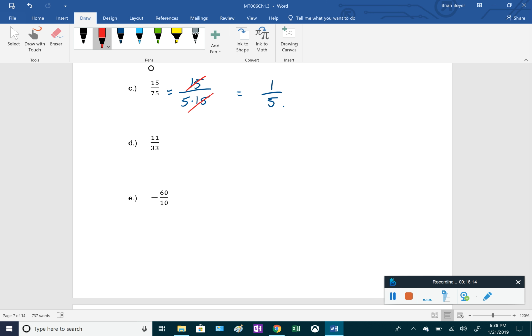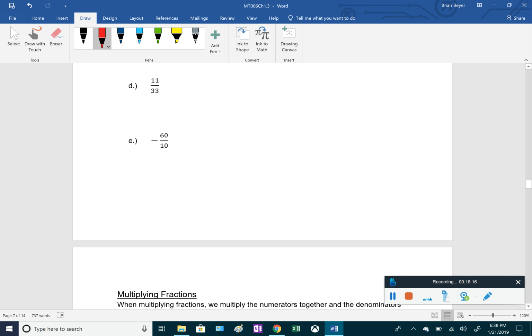Okay, for the next one, for D, 11 over 33. I'm going to think about these ones as dividing off the common factors. So 11 over 33, we could factor 33 as 3 times 11. Or we can say, let's divide the numerator by 11, divide the denominator by 11. We get 1 in the numerator and 3 in the denominator. So either way, however you want to think about it, they're both technically the same thing.